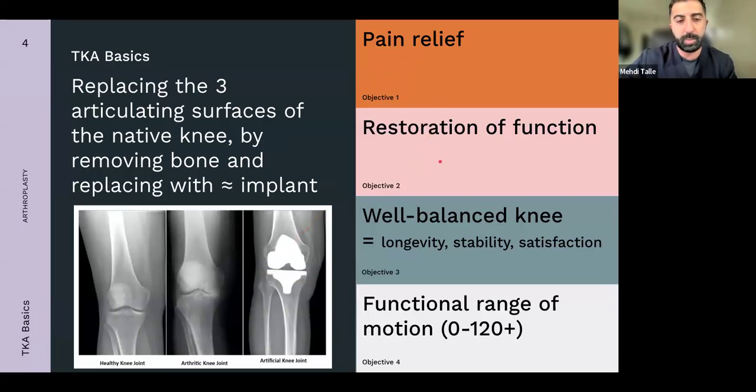Two, restoration of function. As people get progressively worse deformities, they can start to experience knee instability, flexion contractures, and obviously difficulty with ambulation, traversing stairs, and completing their activities of daily living. Surgically, we aim to achieve a well-balanced knee that will help confer longevity, provide stability, and ultimately patient satisfaction. And as a more concrete thing to aim for, we look to achieve functional range of motion, which we define as about 0 to 120 degrees. So that's a straight knee to one that bends about 30 degrees past 90 degrees. That will allow you to complete most of your activities of daily living, sit in most chairs, and traverse stairs comfortably.